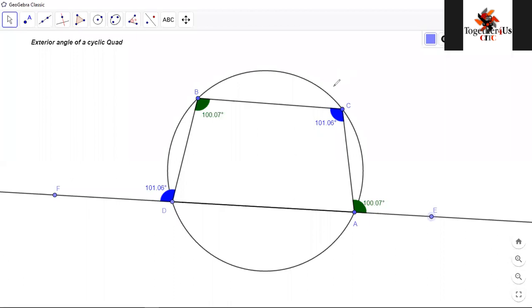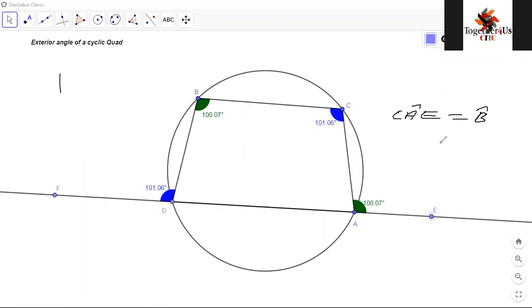So you can see here that angle CAE, which is the exterior angle of this quad, of the cyclic quad, you can see it is actually equal to angle B, which is the interior angle.